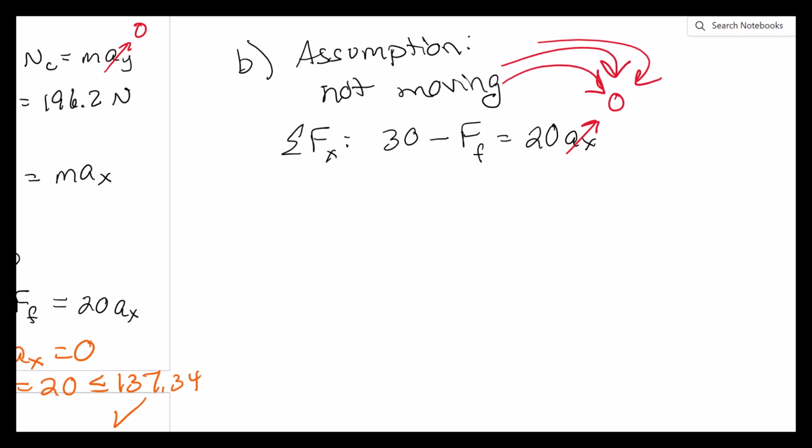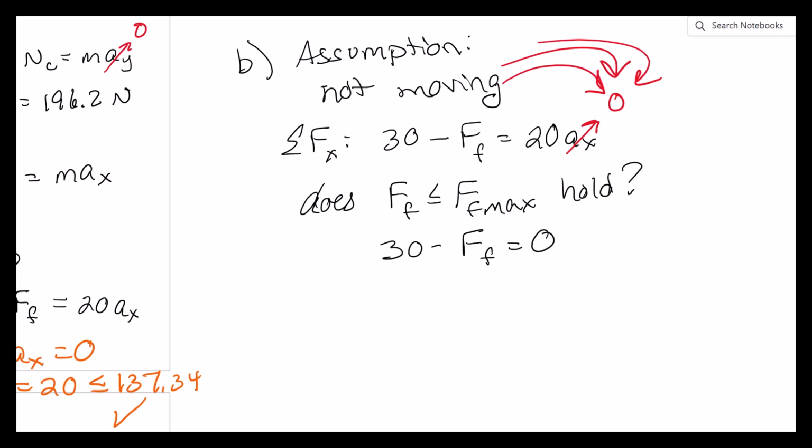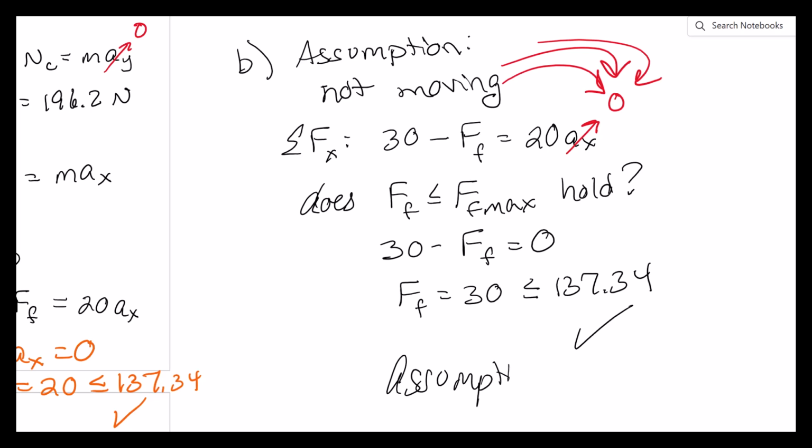So the question is, does F_x less than F max hold? Is it true? I mean, yes, it's going to be true, but is this true? And if it's true, then that means our assumption was correct. Does this kind of make sense? So 30 minus f_f is 0, so f_f is 30. 30 is less than 137.34, so the assumption was correct. Not moving.